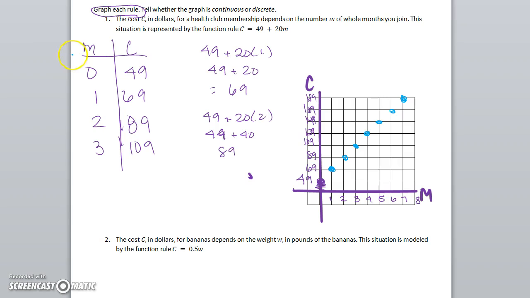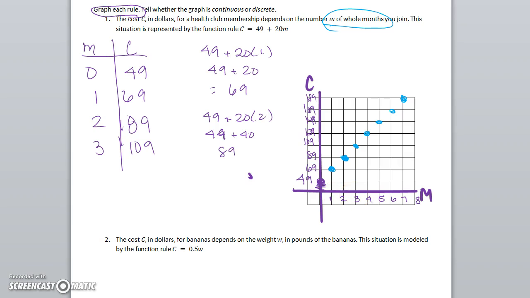Well, M is the number of, going back to this original problem, the number of whole months that you join the gym. So that means I'm not going to have to pay for half a month. I'm not going to pay for 1.5. I'm not going to pay for 2 months and 1 week. It's only these specific points. So I'm not going to connect the dots because I can't have half a month. They said whole months only. So nothing in between here, just the whole numbers.